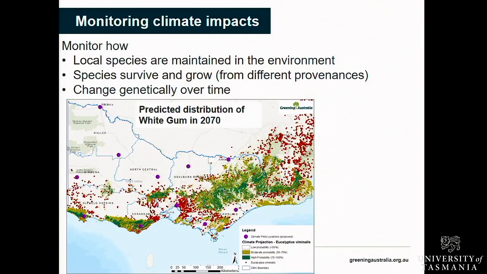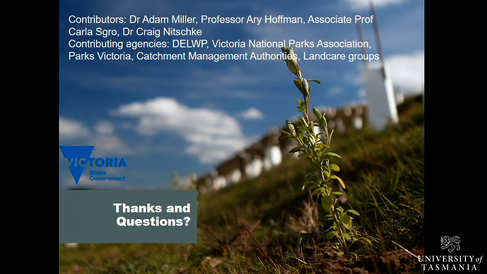And this is an example of how species might change in the future. This is for Eucalyptus viminalis, and this is a projection to 2070 about how the species may change in that landscape. So these climate plots will hopefully be able to tell if these species are actually dropping out of that landscape and which species are maintained, which provenances. So, thank you.